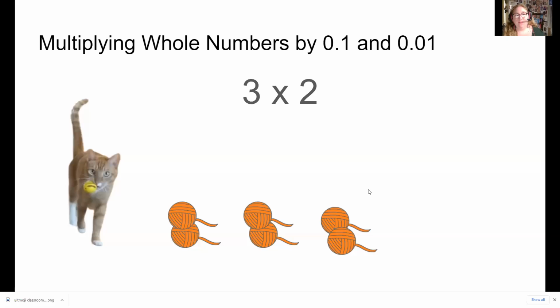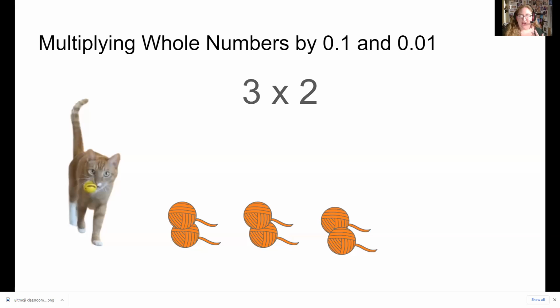All right, today we're going to be multiplying whole numbers by 1/10 and 1/100th. But first, let's remember what multiplication is for a second here. It's repeated addition, or it's saying how many groups of something you have. For example, 3 times 2, you could think about it like 3 groups of 2.